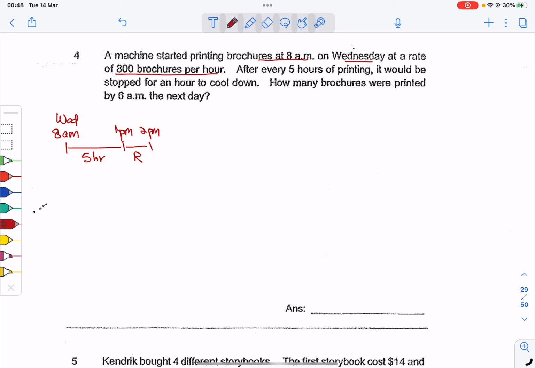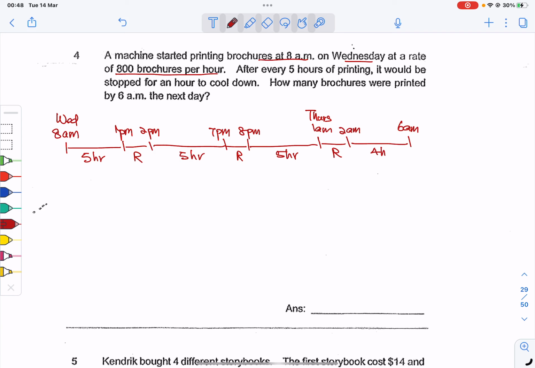So here is a rest for 1 hour. Then we count another 5 hours. We'll reach 7 p.m. This is another 5 hours. And rest will be until 8 p.m. And then 8 p.m. to another 5 hours will be 1 a.m. on Thursday morning. And we'll rest another hour to 2 a.m. 2 a.m. to 6 a.m. will be 4 hours.